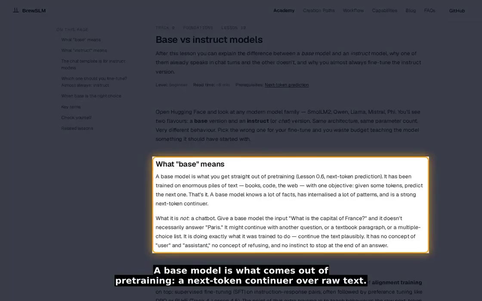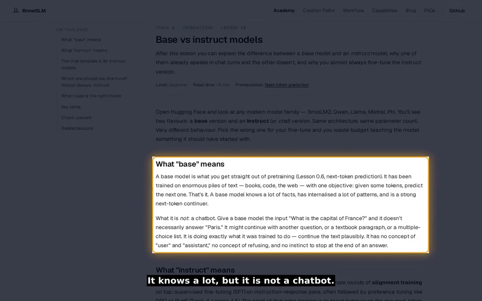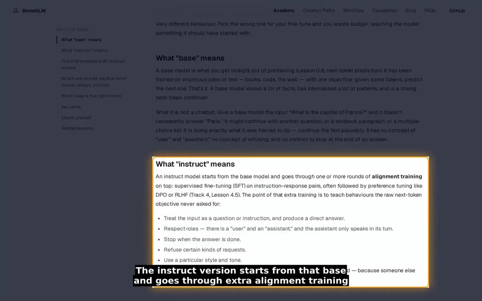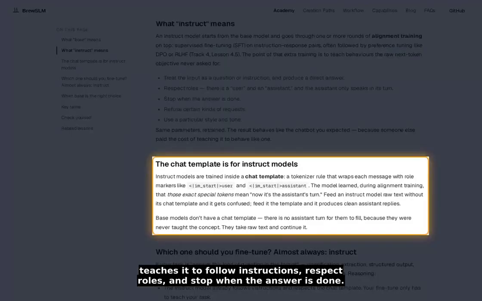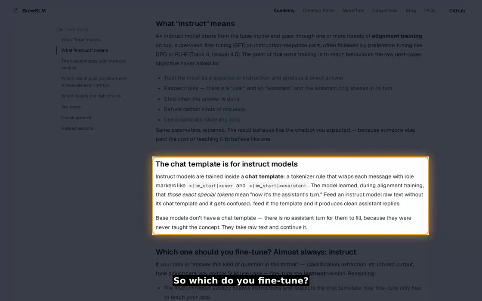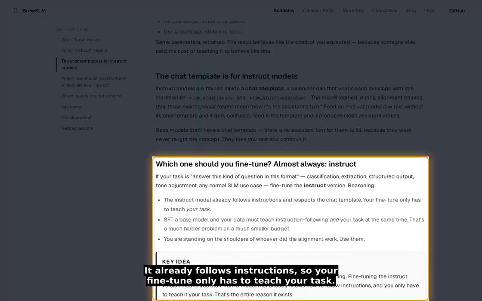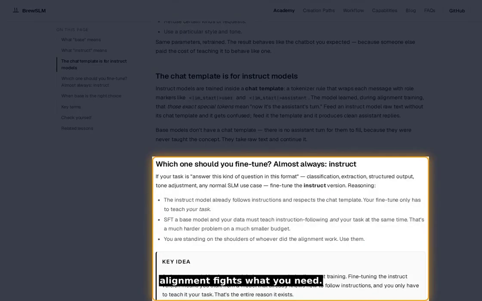Two flavors of the same model family, base and instruct. A base model is what comes out of pretraining, a next token continuer over raw text. It knows a lot, but it is not a chatbot. The instruct version starts from that base and goes through extra alignment training, supervised fine-tuning on instruction data, often plus preference tuning. That teaches it to follow instructions, respect roles, and stop when the answer is done. Same parameters, retrained. So which do you fine-tune? Almost always the instruct. It already follows instructions, so your fine-tune only has to teach your task. Reach for base only when you are continuing pretraining, or when the shipped alignment fights what you need.